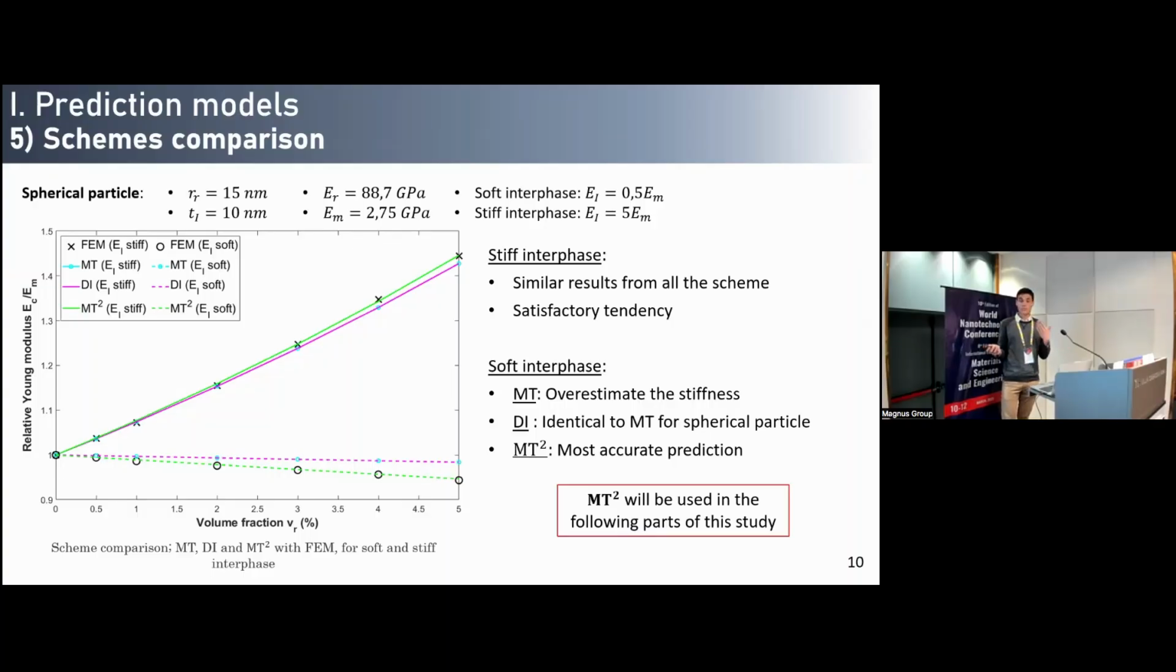For the stiff interface, all the models that were presented seem to provide pretty accurate and pretty similar results. However, for the soft interface, Mori Tanaka and double inclusion tend to overestimate the stiffness, while the incremental approach gives more accurate results, really close to the numerical expectation. So the incremental Mori Tanaka approach will be used in the following part of this study.